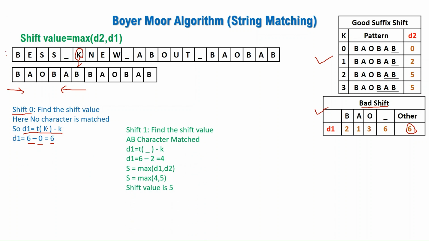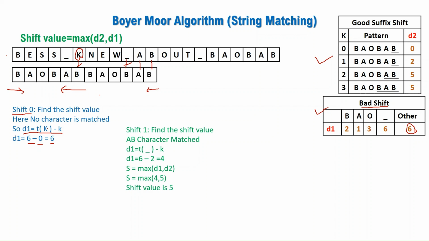Okay, now you consider the pattern matching again. Here B and B is matched. You check again from right to left only. Here B and B is matched. A and A is matched. Underscore and B is not matched.